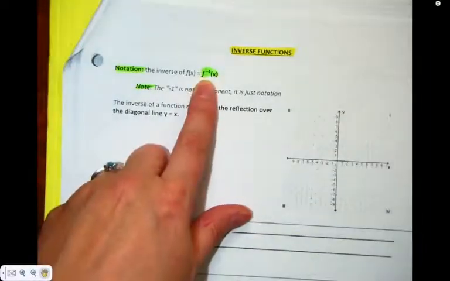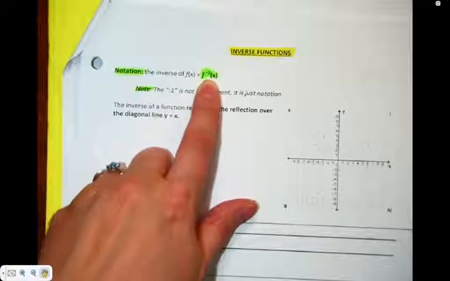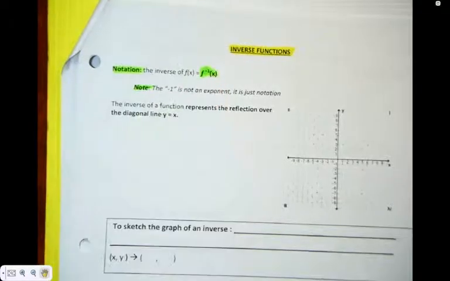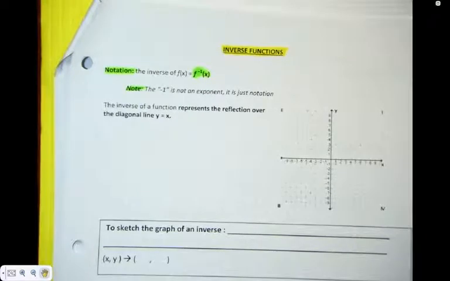Notation: f⁻¹(x), we call it the inverse of f of x. So we don't call it negative 1, we call it an inverse. Where have we seen that before? In sine, cosine, tan, right? When you're trying to get rid of a sine, you do inverse sine. When you want to get rid of a tan, you do inverse tan. We're just going to look at graphically, what does that look like? What does it mean when you take the inverse?